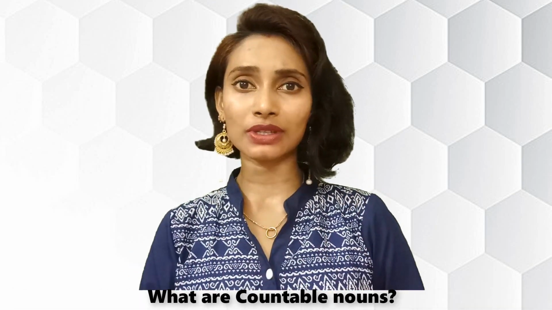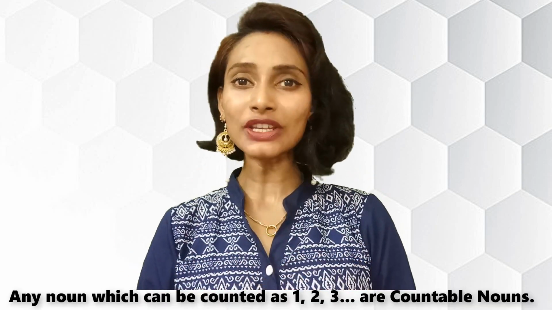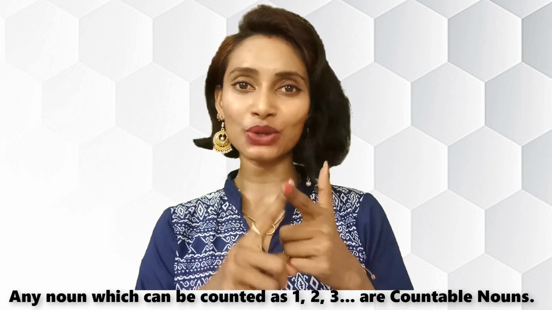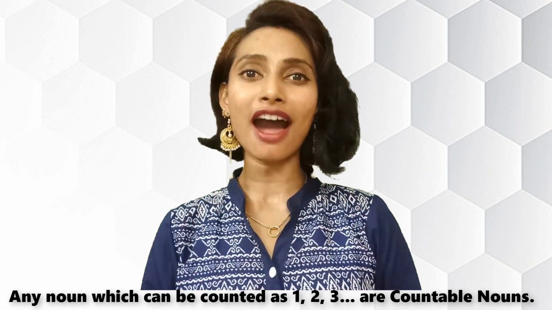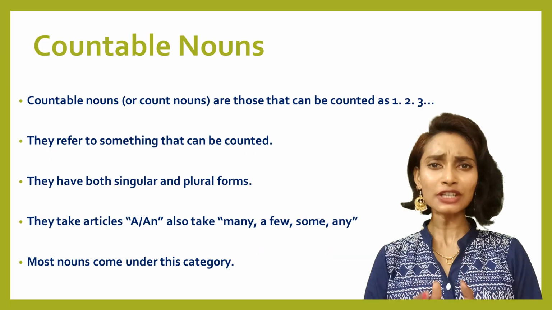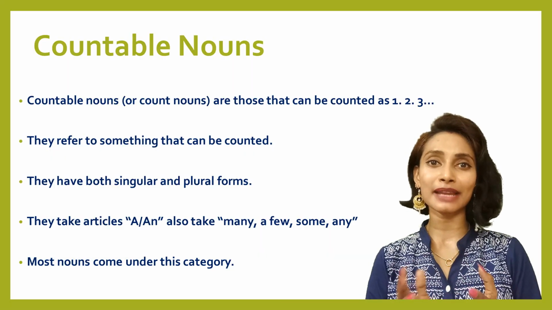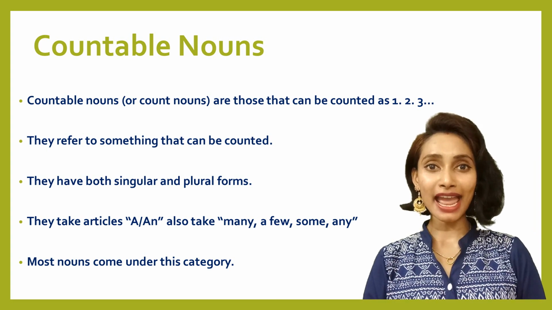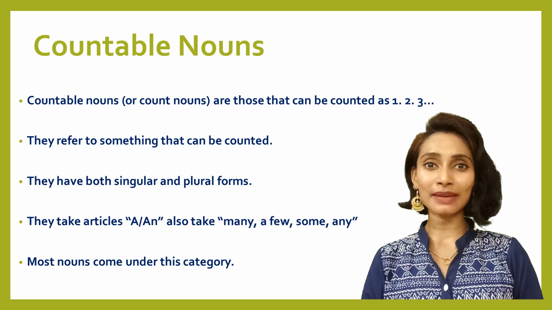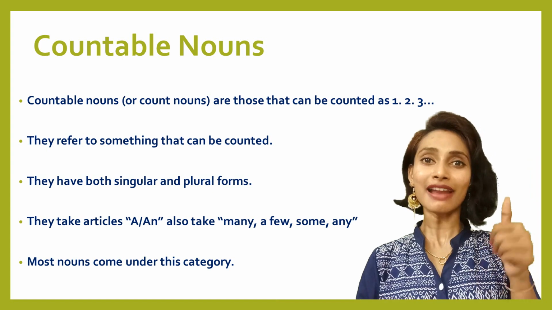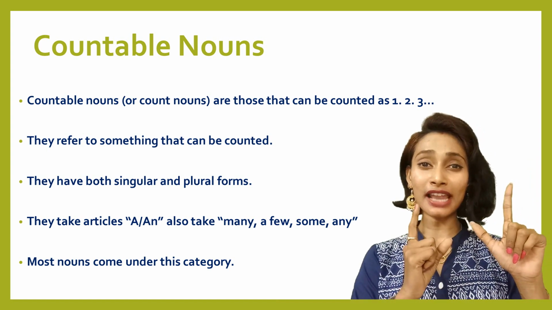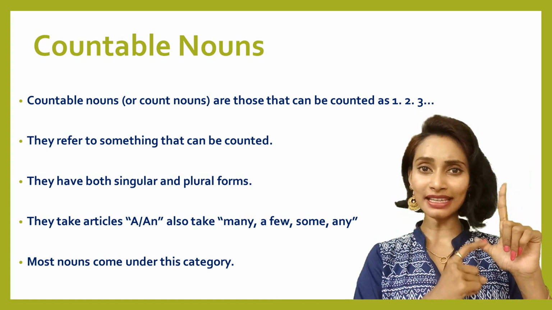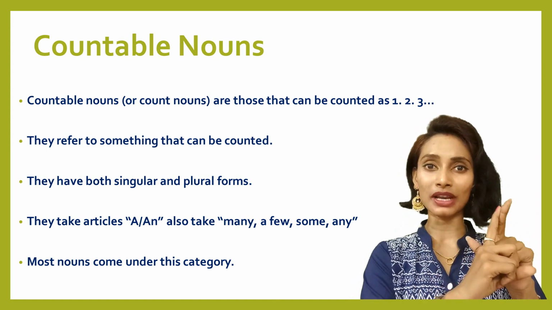What are countable nouns? Any noun which can be counted as 1, 2, 3, 4, etc. are called countable nouns. They generally refer to something that can be counted. Most nouns come under this category, and these countable nouns can be kept under singular and plural. If the noun is only one, that is singular. If more than one, plural.